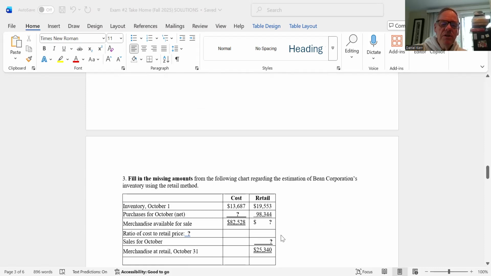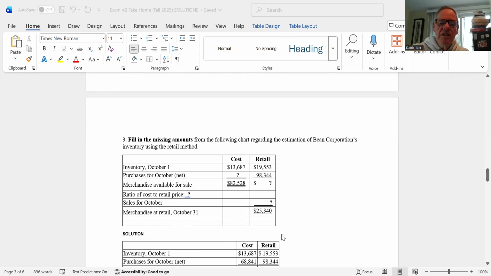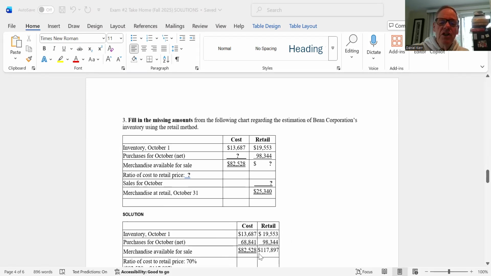Okay, next one was pretty simple. What we wanted you to do is estimate the value of the ending inventory under the retail method. So you had to get the relationship between the cost of the merchandise and its retail price. So the relationship is if you take the cost, you had to figure out that obviously if this is the beginning inventory and that's the merchandise available for sale, that must have been the purchase of 68.